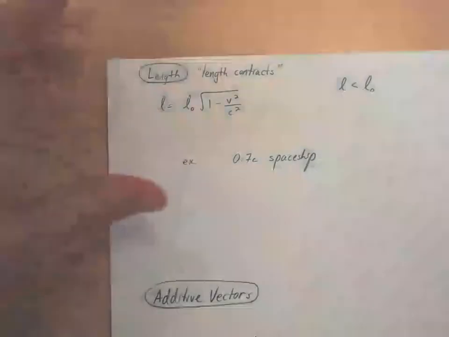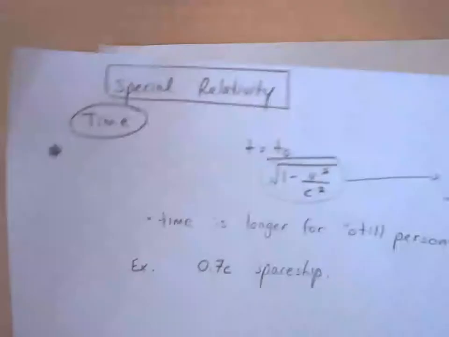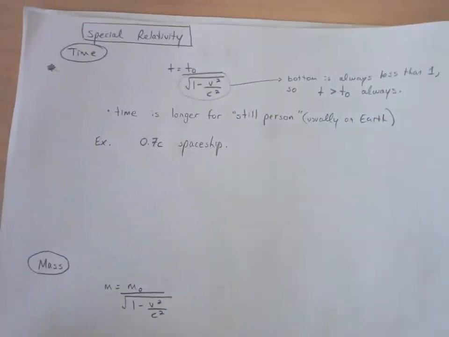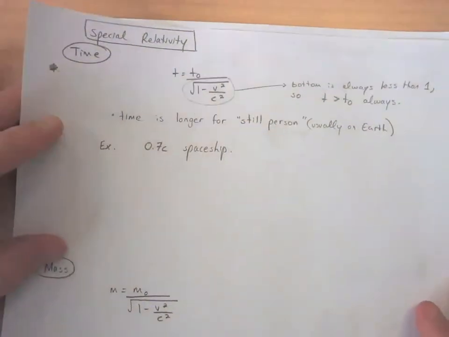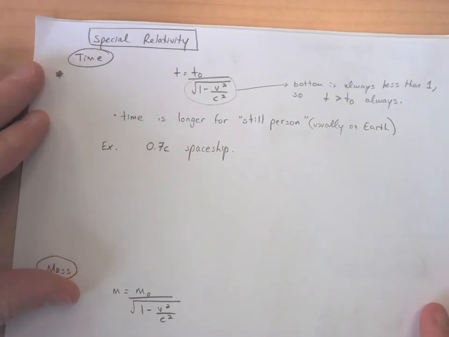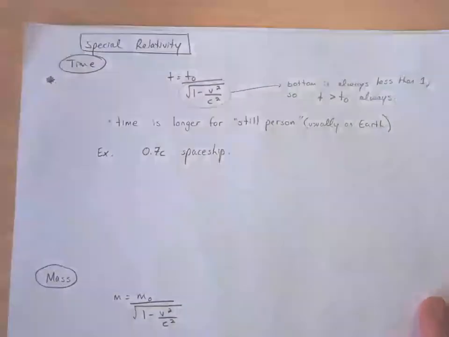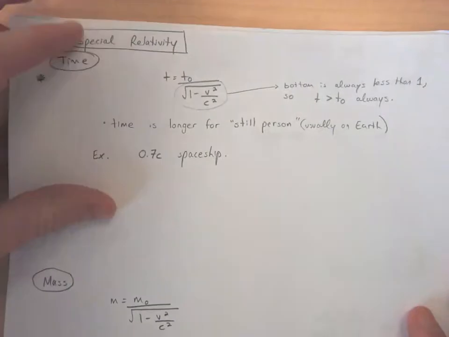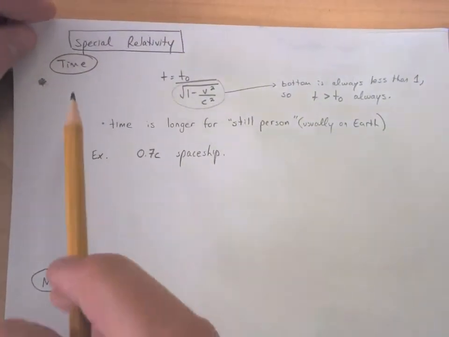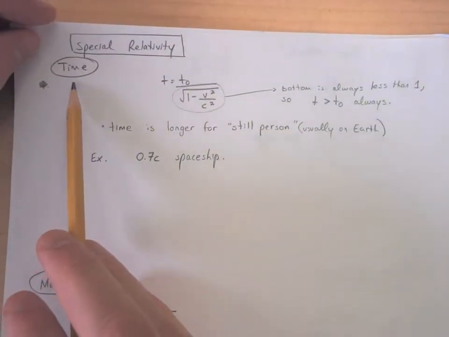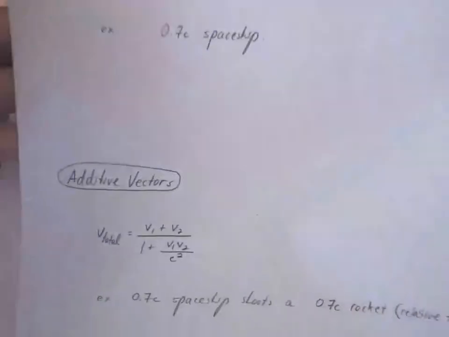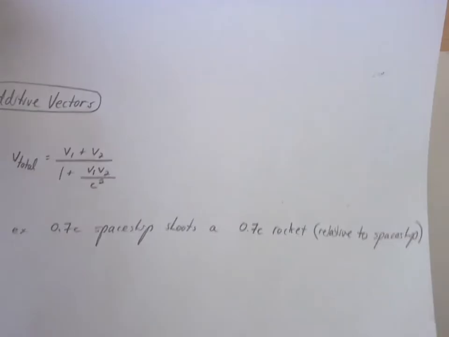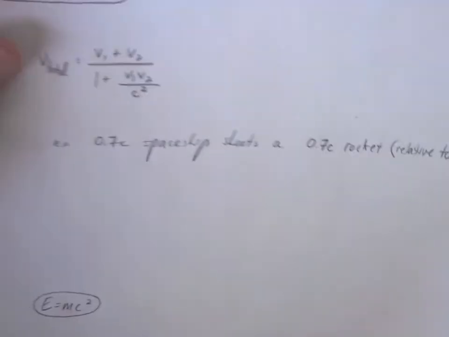All right, so here's a quick summary of way back at the start of the term, first term, when we went over special relativity. So I'm just going to go over these just to remind us what they were. So special relativity, we have time, mass, length, and how to add your speeds. And then last of all, we had E equals mc squared.